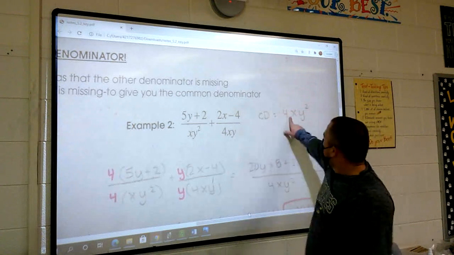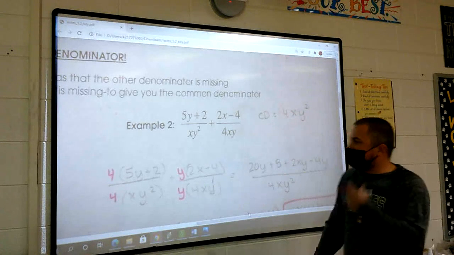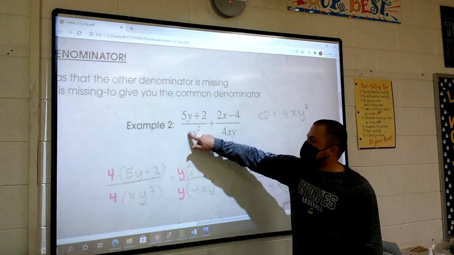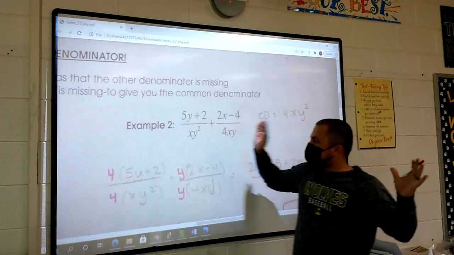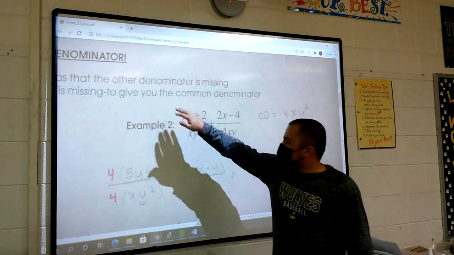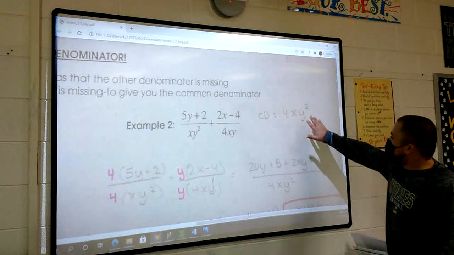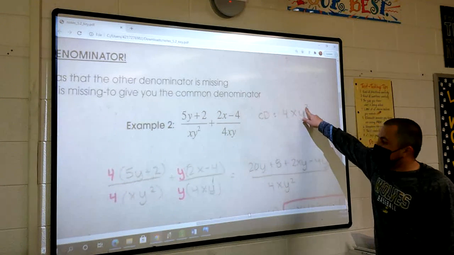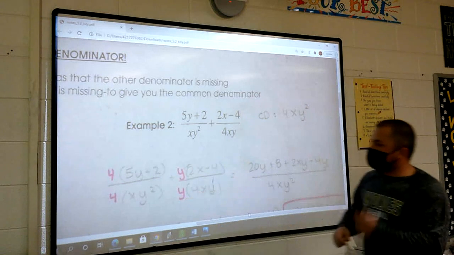So if 4xy squared is what you're going to want the bottom of your fraction to be, then this first fraction already has xy squared. So all it's missing is a 4. So you need to multiply the top and the bottom by 4. In the second fraction, this has 4xy, so it's missing another y to get to y squared. So you multiply the top and the bottom by y.